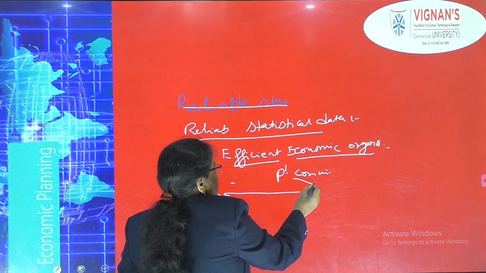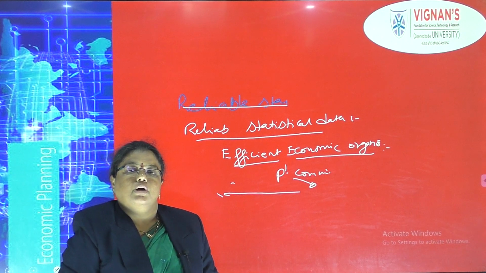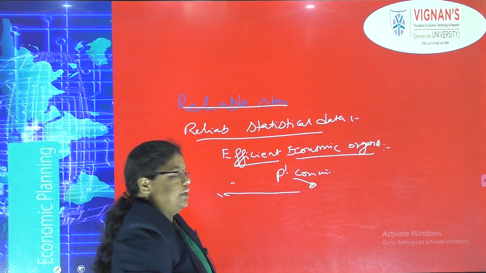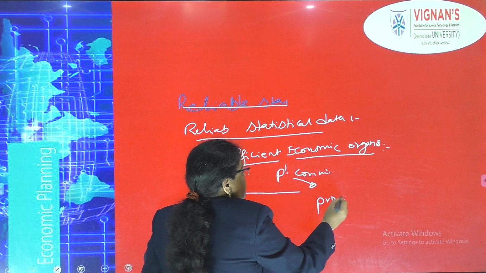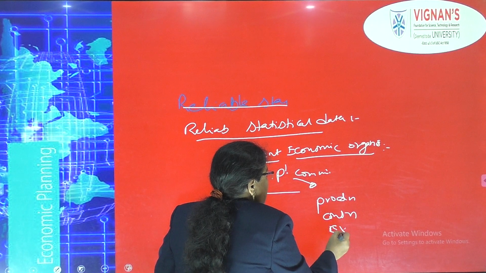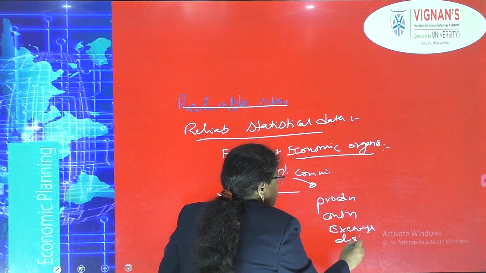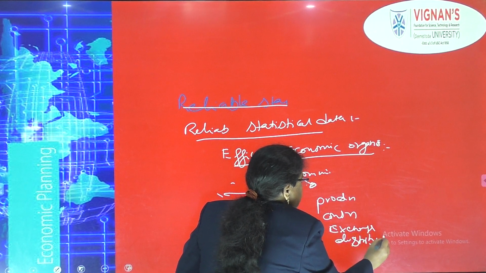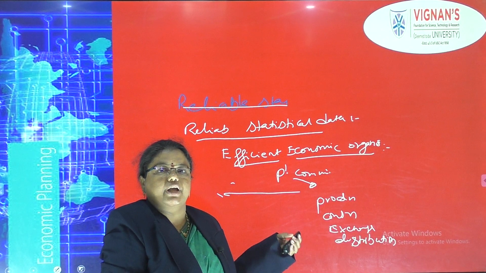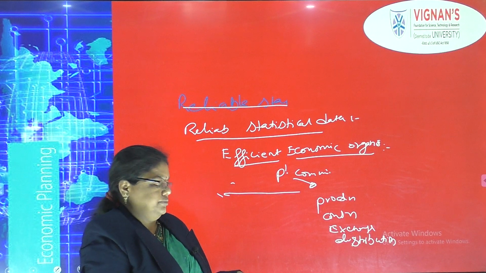The Planning Commission is also useful to streamline the production, consumption, exchange and distribution mechanisms to attain the desired results.